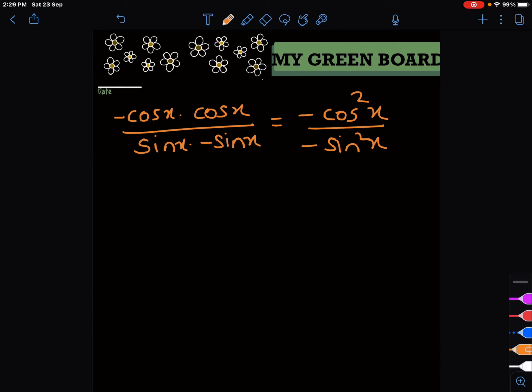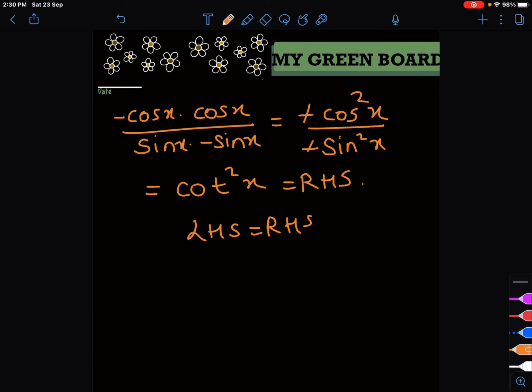Okay. So minus sin square x. So this minus gets cut. We will be getting cot square x, which is equal to your RHS. So LHS is equal to RHS. Hence proved.